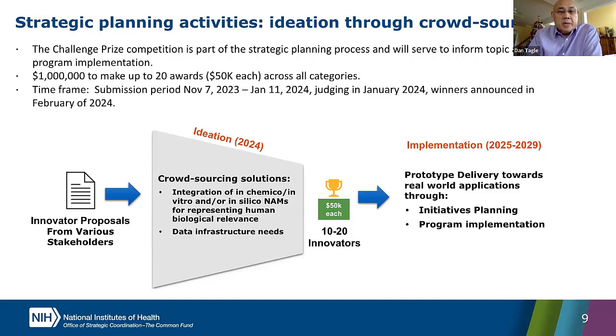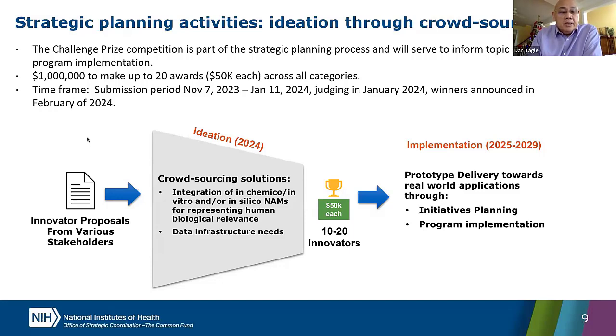And so this challenge prize competition is seeking to make about $1 million available for up to 20 awards, about $50,000 each, for each of the categories that we wanted to get solutions for. And the time frame for submission, it was opened on November 7, with the final submission deadline January 11, 2024 at 11:59 Pacific Standard Time. We hope to judge the submissions of solutions in the period of January, and then winners will be announced.